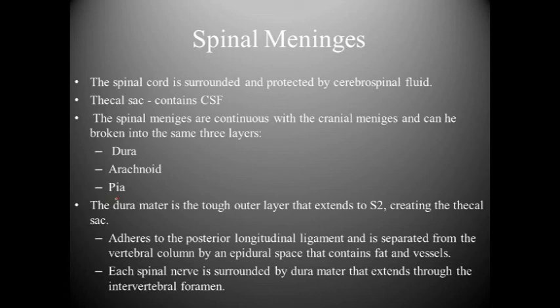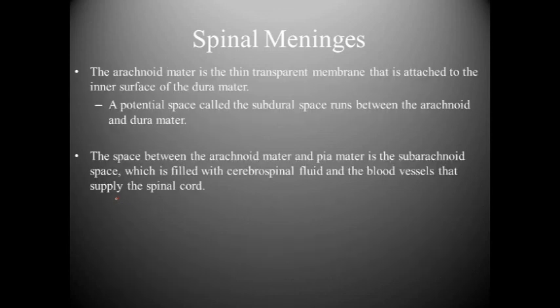More importantly is the spinal meninges. The spinal cord is surrounded and protected by cerebrospinal fluid. There is a thecal sac which contains cerebrospinal fluid, and the spinal meninges are continuous with the cranial meninges and can be broken into the same three layers: the dura, the arachnoid, and the pia. The dura mater is the tough outer layer that extends to S2, creating the thecal sac. It adheres to the posterior longitudinal ligament and is separated from the vertebral column by an epidural space that contains fat and vessels. Each spinal nerve is surrounded by dura mater that extends through the intervertebral foramen.